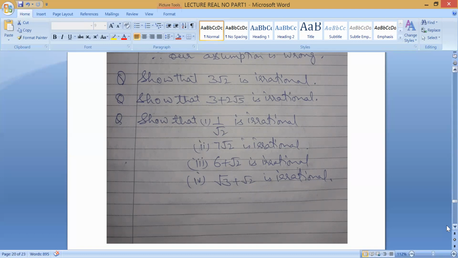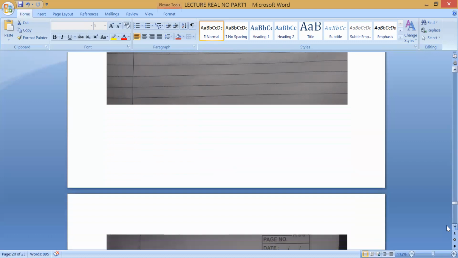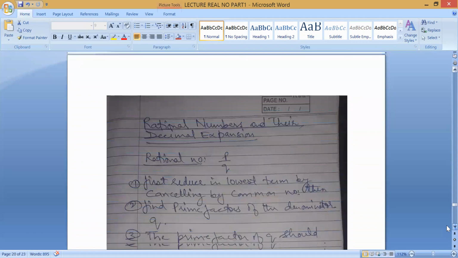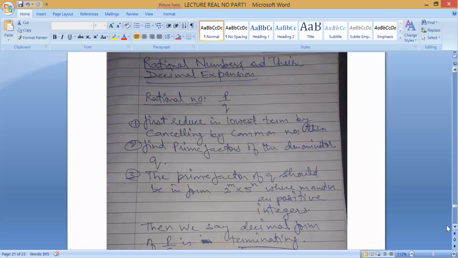So you can do these questions, and to solve this type of questions, that is the previous question I have explained. So you can try yourself. So this is one important question from this exercise. After this, we have a very important topic, that is rational numbers and their decimal expansion.